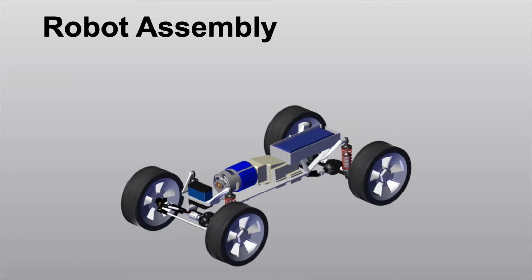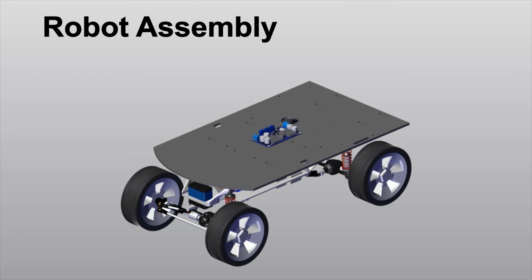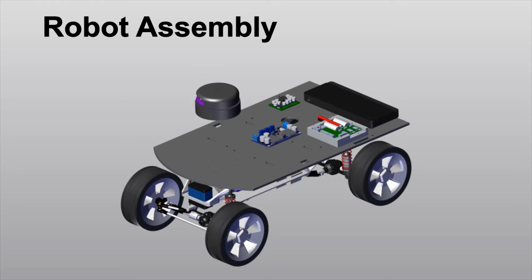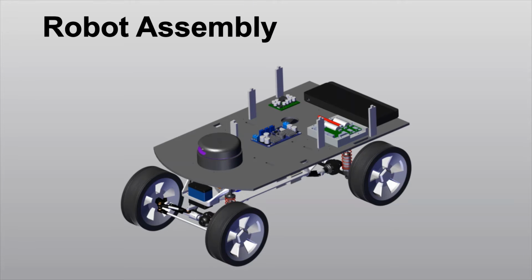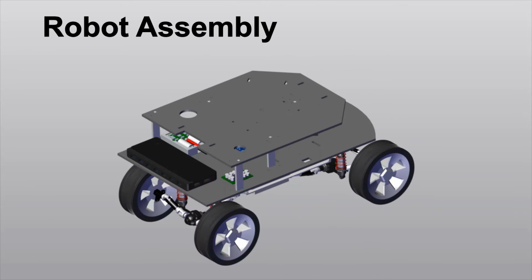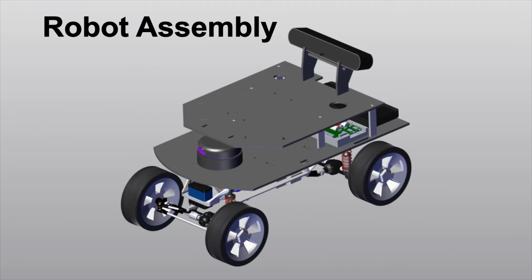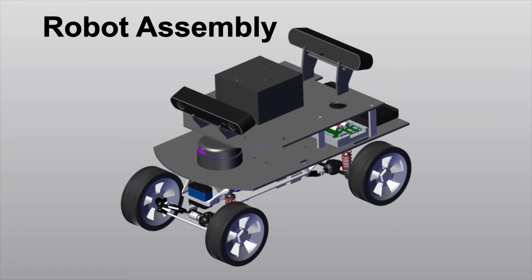A 1:10 scale Ackermann steering based robot was used for the robot implementation. A USB hub was used for communication, and a VESC motor controller was used to control throttle and steering. A 2D LiDAR and 2 Z cameras were used to map the environment around the robot. An NVIDIA AGX Xavier was used to process the data from the sensors and to provide control to the wheels of the robot.